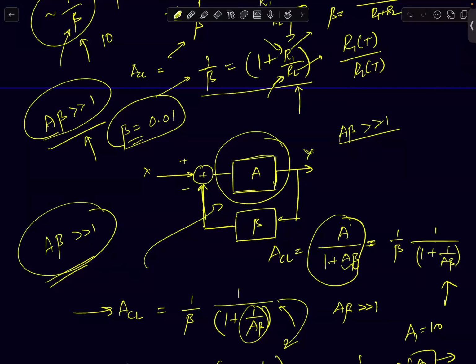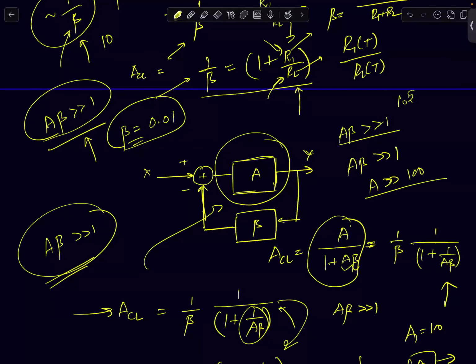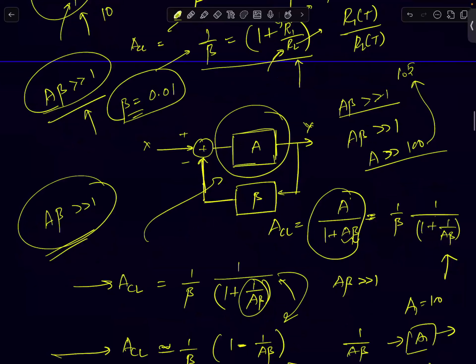And A beta has to be much greater than 1. If A beta has to be much greater than 1, what does it mean? Your A has to be much greater than 100. So let's choose A of 10 power 5. I'm choosing 3 orders of magnitude higher than 100. If I choose 10 power 5, now let's come back to this result.